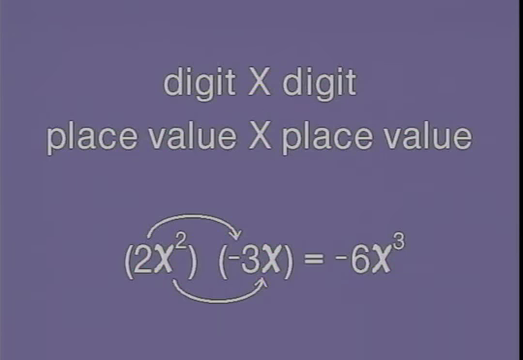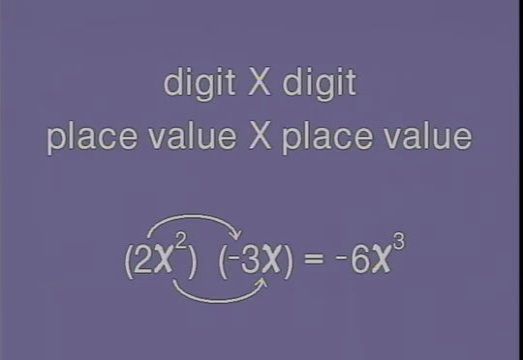And since we multiply place value times place value, I'd multiply the x squared times the x. So as you can see in the next visual, 2x squared multiplied by negative 3x equals negative 6x cubed, since x squared times x is x cubed.